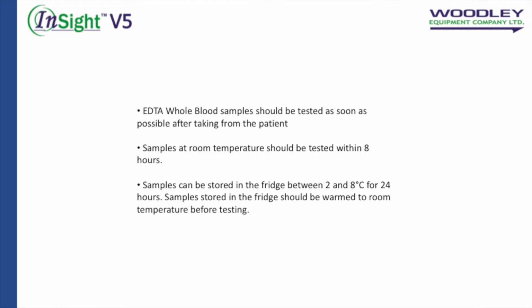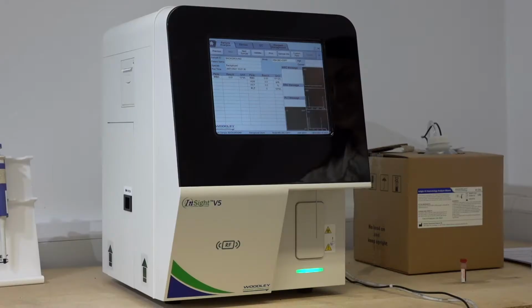Samples should be tested as soon as possible after taking from the patient. Samples at room temperature should be tested within 8 hours. Samples can be stored in the fridge between 2 and 8 degrees Celsius for 24 hours. Samples stored in the fridge should be warmed to room temperature before testing.